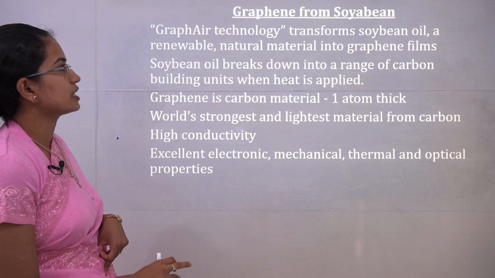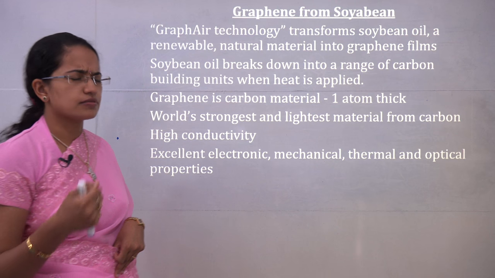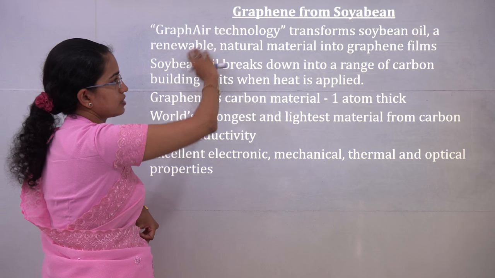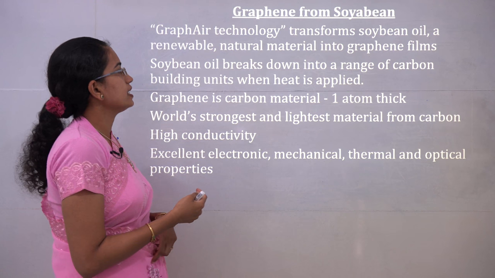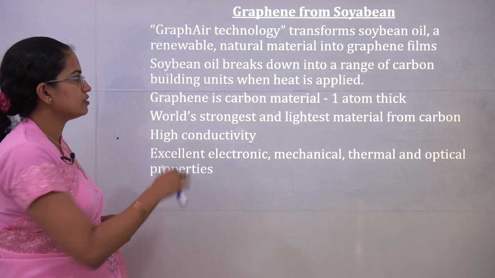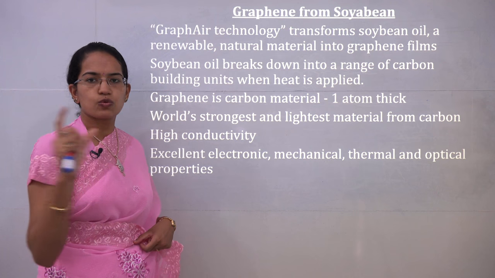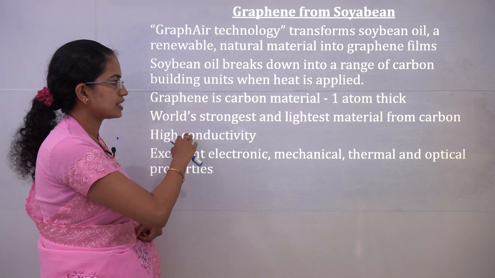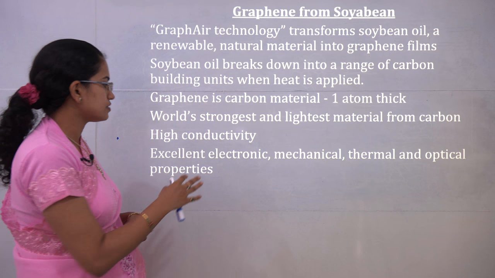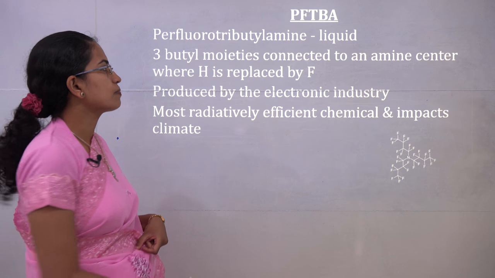Now the most important is, nowadays we are trying to extract or make graphene from soyabean. This is known as graphene technology. So soyabean oil is transformed into graphene films, and this breaks down the carbon when heat is applied. This graphene is around one atom thick. As we said, it's the strongest and the lightest material that could be derived from carbon. It has very good conductivity and is used in numerous thermal and optical instruments.